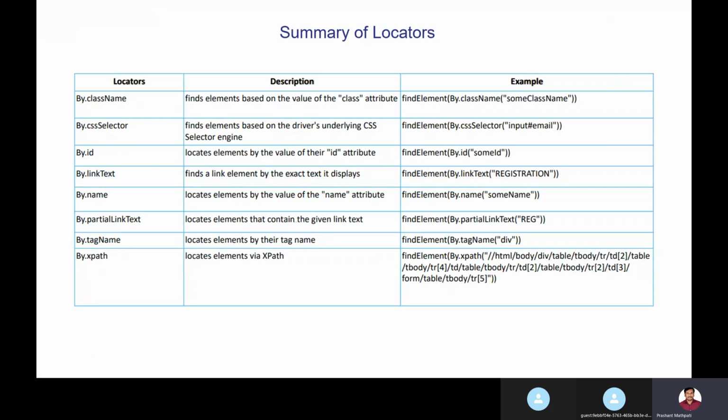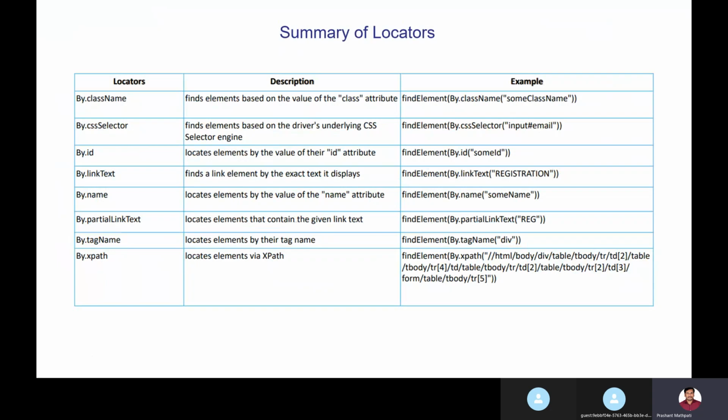Okay, now CSS selector, with the underlying CSS selector engine. By using a CSS selector, how do we find with an ID? So input hash email. Next, with the normal ID, we find by dot ID. But when you go for a link text, directly you can pass the complete text of that particular link. You need to specify the link text and the name. By using the name, you are finding the locator or element in the web page.